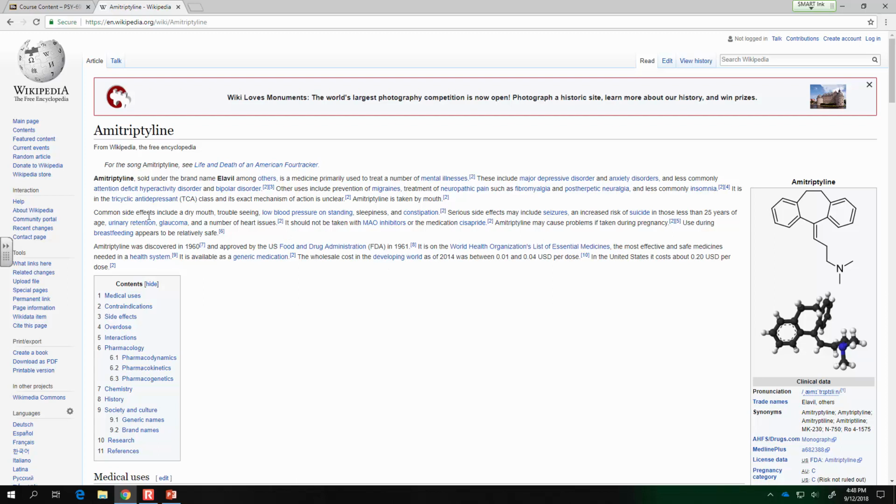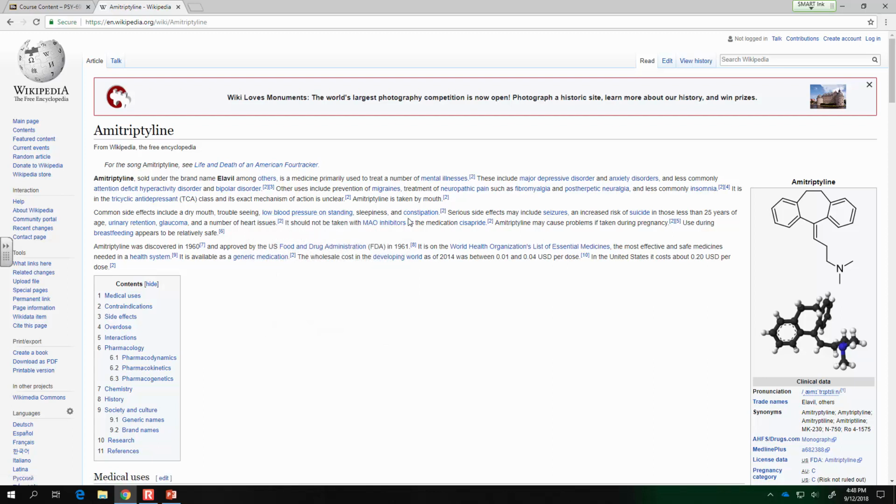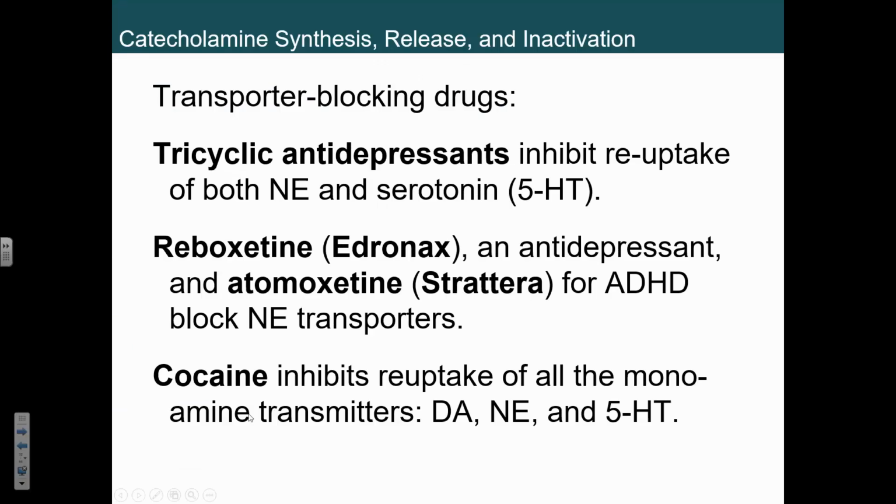These definitely have side effects: dry mouth, trouble seeing, low blood pressure when you stand up, sleepiness, constipation. That's enough right there. But they can cause seizures, increased risk of suicide, urinary retention, glaucoma. There are heart issues. All kinds of problems. I was put on that when I was younger for chronic headaches, and I quit taking it because of the side effects. Yeah, there are other uses for it besides an antidepressant, but that's the primary use.